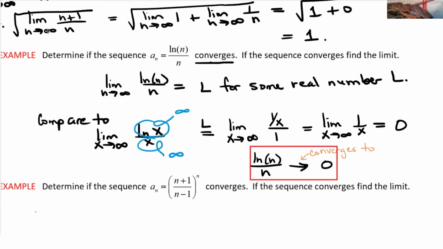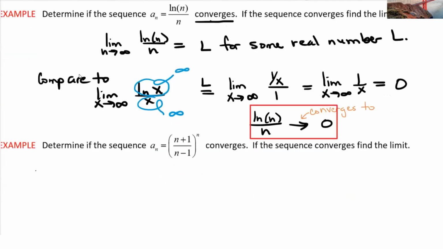Okay, determine if the sequence a sub n equals n plus 1 over n minus 1 to the n power converges. If it converges, find the limit. All right, so again, we're going to compare it to the limit as x goes to infinity of x plus 1 over x minus 1 to the x power. So what indeterminate form are we going to get here? If I try to just plug in, it is something to the infinity power, but it's not infinity to the infinity power. It's what to the infinity power?